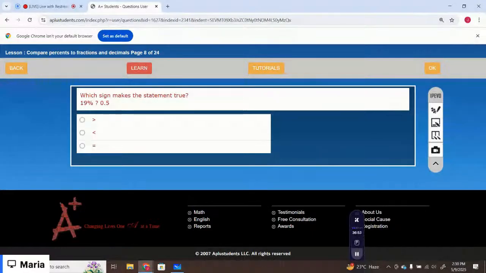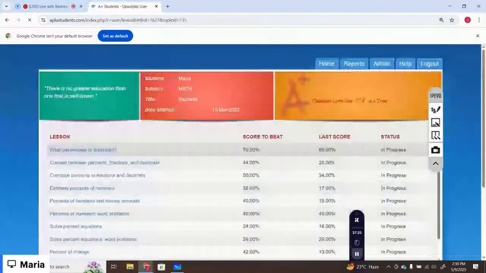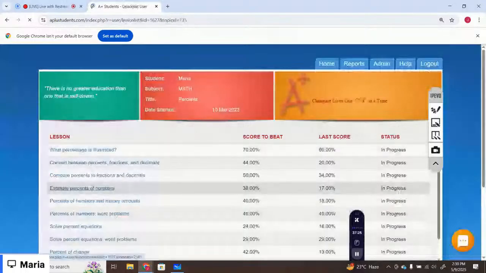Which sign makes the statement true? 19% and 0.5. 0.5 is 50%. So 19% is less than 50%. Option number 2 is the correct option. Okay, you can complete the lesson by yourself later today. Let me just move on to the next lesson. That is estimate percents of numbers.